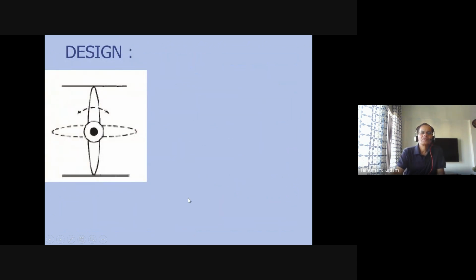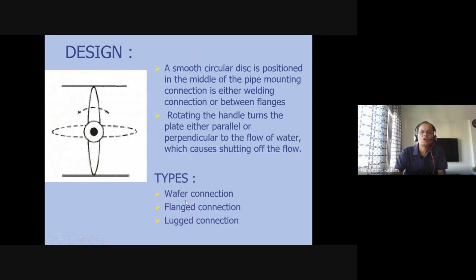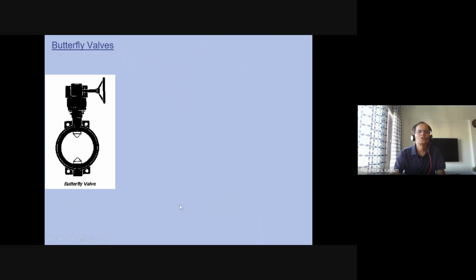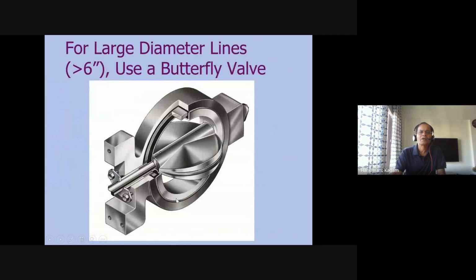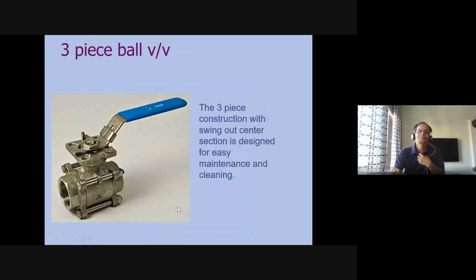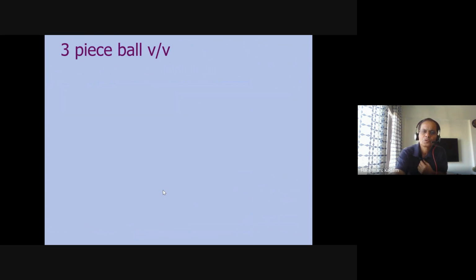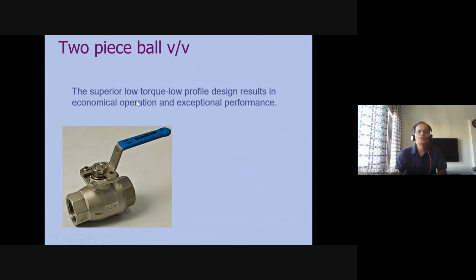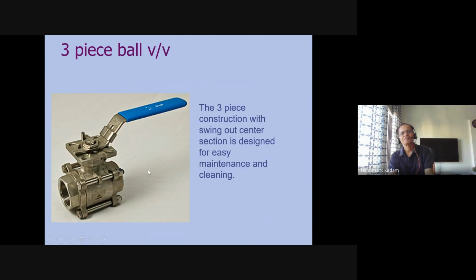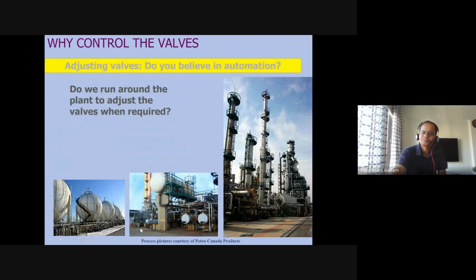So I'm skipping this design and all. We do not require this also for the butterfly valve. The other types of butterfly valve, large diameter lines. So then now you can see hand valve, two piece, three piece. This one, just check it. This is the superior low torque, low profile design resulting in economical operation. These types of valves you see in the line. Two piece ball valve. This is called a ball valve. Isolation purpose it is used.